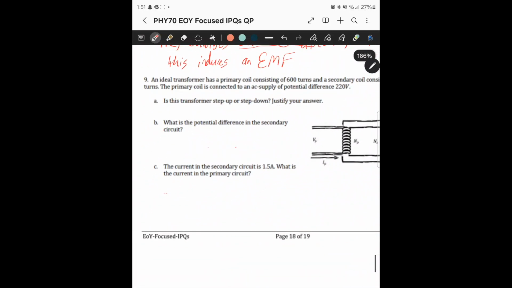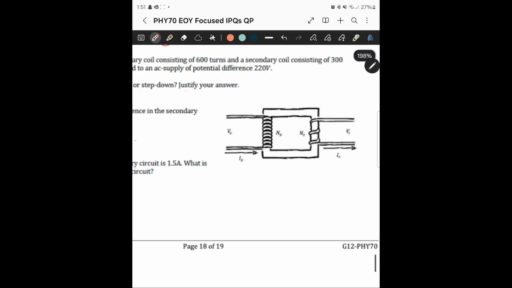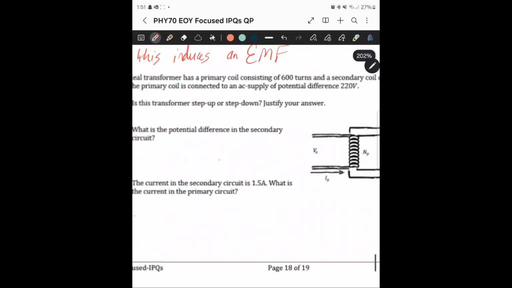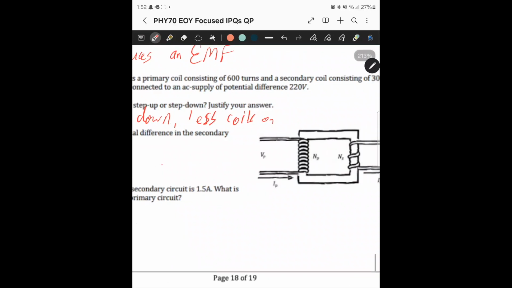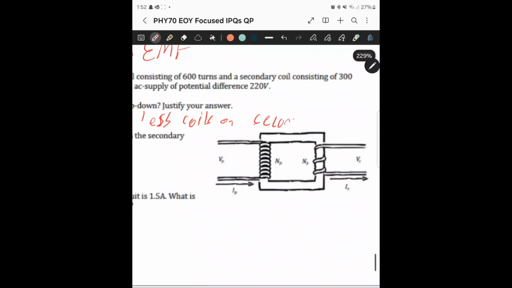It induces an EMF. Is this transformer step up or step down? Well, I can see that the secondary coil has fewer turns already, so it's definitely going to be step down. Step down. Less coils on secondary. Sorry, I'm kind of rushing because this video is getting a bit too long now.